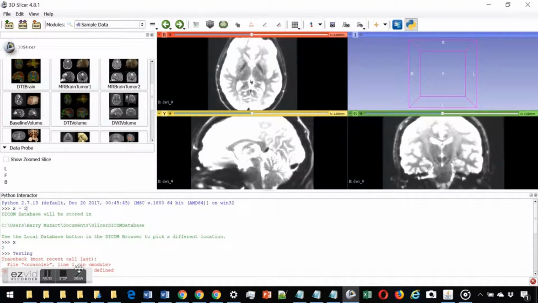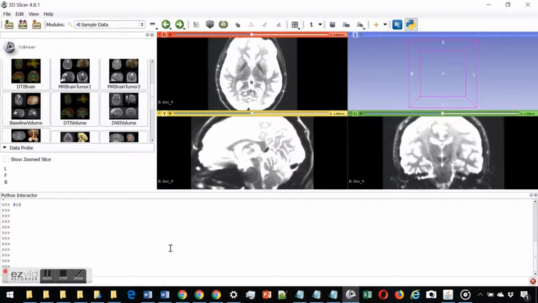This is the Python programming interface. I am testing it to see if it works.